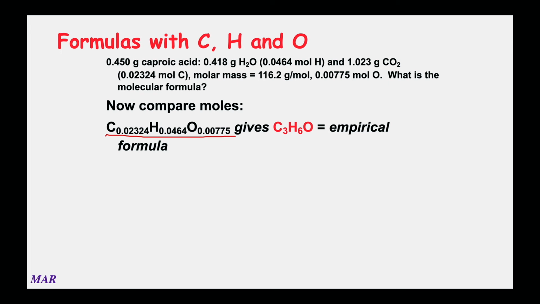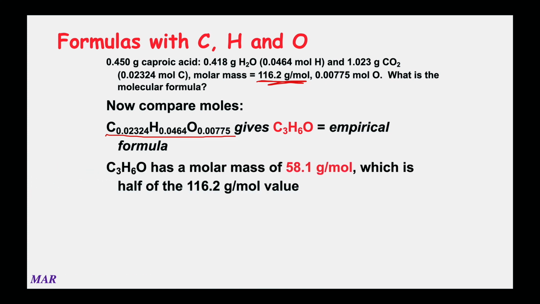And again, getting the oxygen was the funky part. We had to subtract the C and H away from the total 0.450 grams to turn it into moles. But that's how this is done. Now, empirical formula, not the final answer. We need to figure out how the empirical formula relates to the molecular formula, and that's where we need the molar mass, which we haven't used yet.